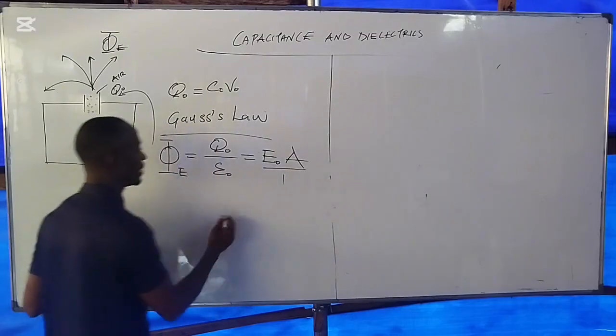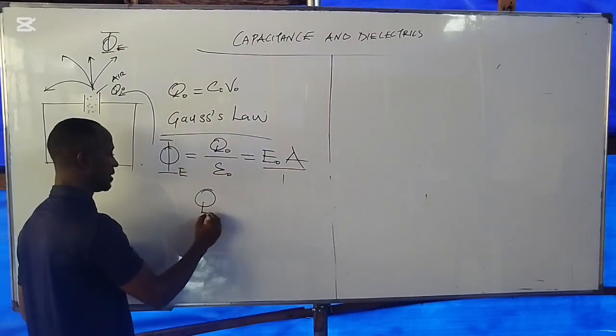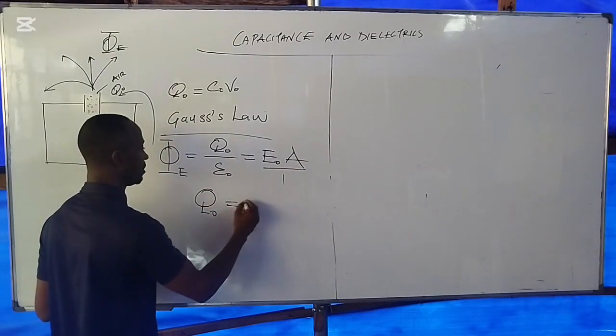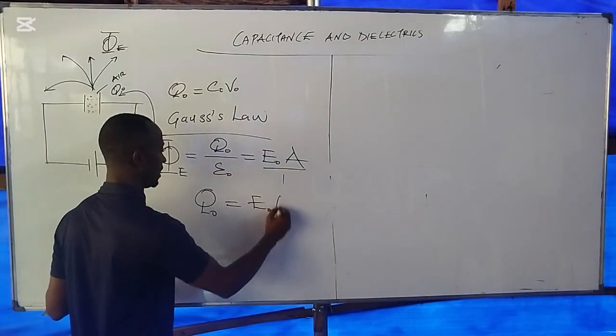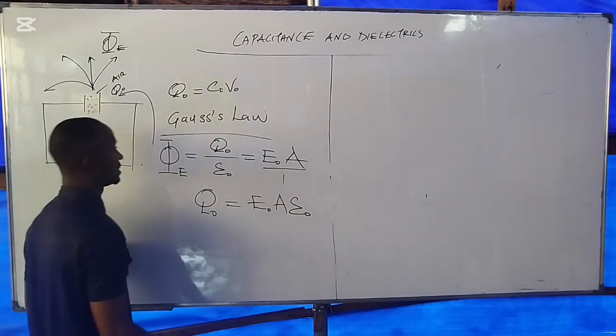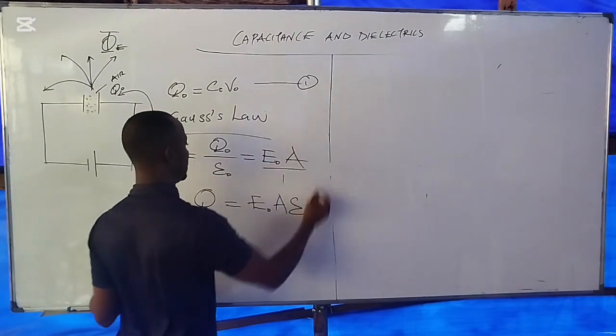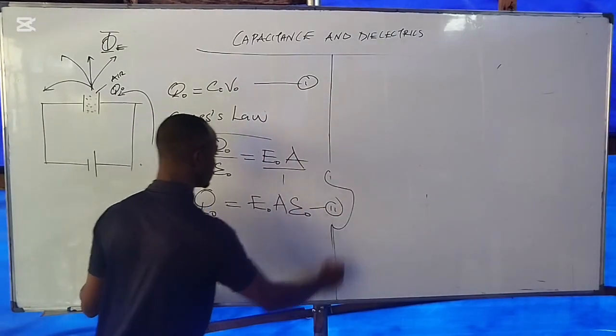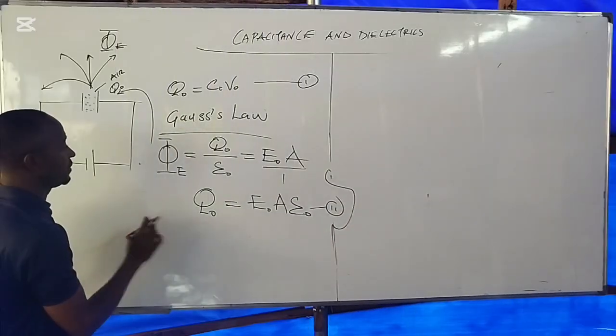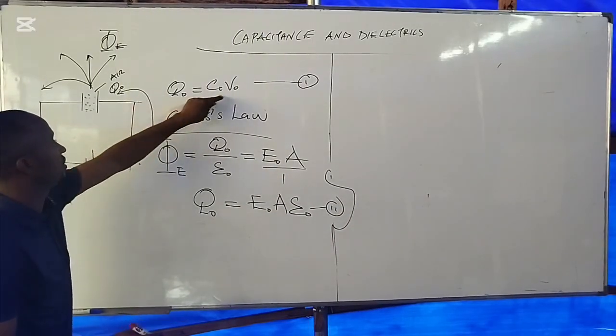So from here, we can cross multiply to get our Q naught. So Q naught becomes epsilon naught E naught A, where epsilon naught is the permittivity of free space. Let's call this equation 1, and this equation 2. Okay, from equation 1, you notice that equation 1 says that Q naught equals C naught V naught, right?